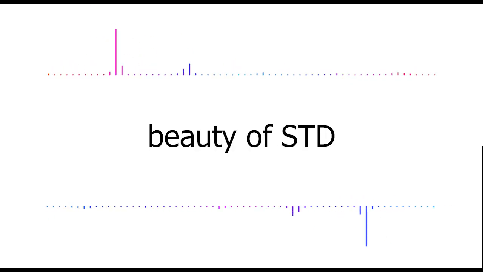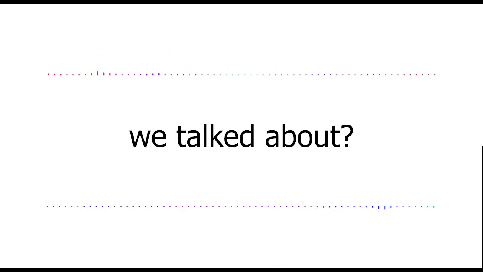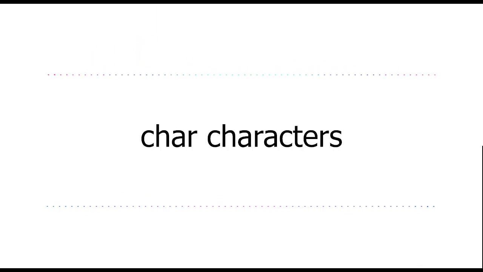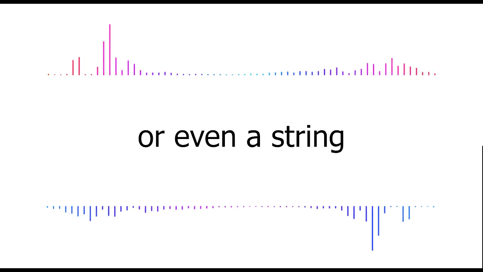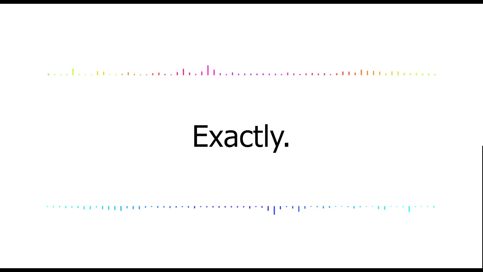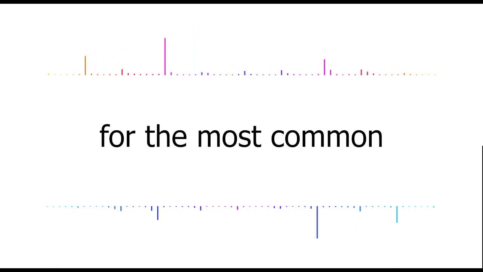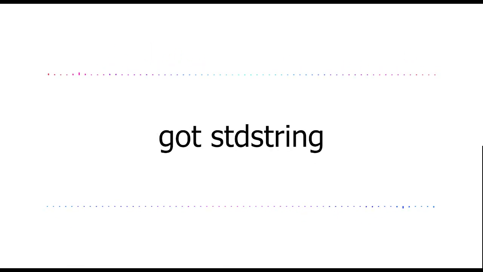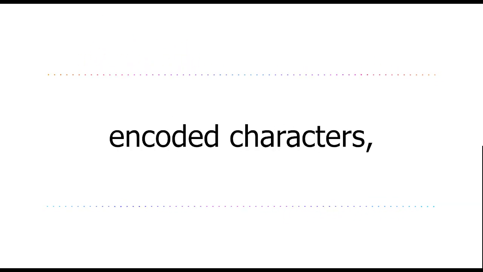It is. And the beauty of std::basic_string is its flexibility. Remember those char-like types and character traits we talked about? Well, std::basic_string can handle any of them. So I could have a string of plain char characters, or a string of wide characters, or even a string of Unicode characters, all managed by the same std::basic_string class. Exactly. And to make your life even easier, the library gives you specializations of std::basic_string for the most common character types. So you've got std::string for your everyday char characters, std::wstring for wide characters, and even std::u8string for UTF-8 encoded characters, which is super helpful when working with text from all over the world.